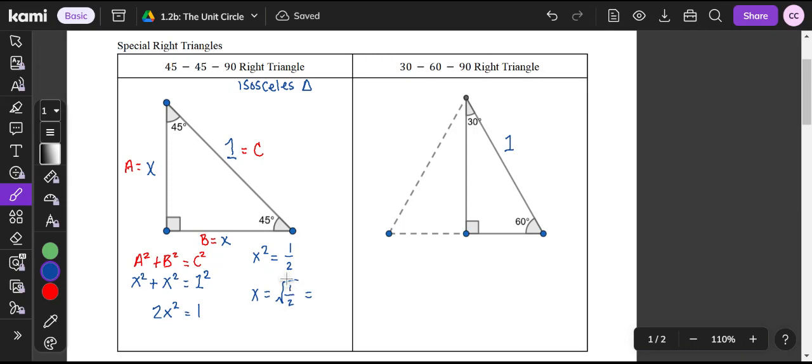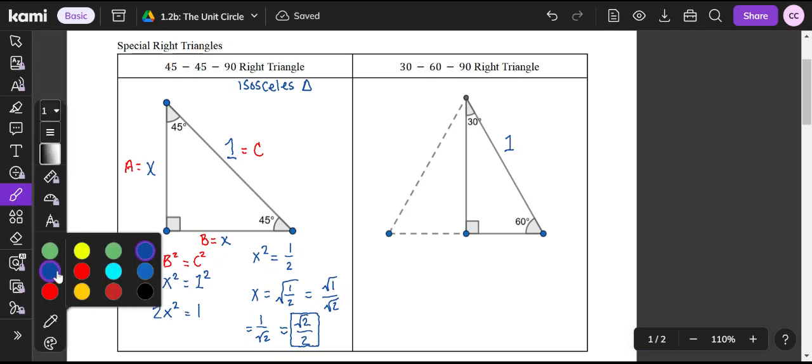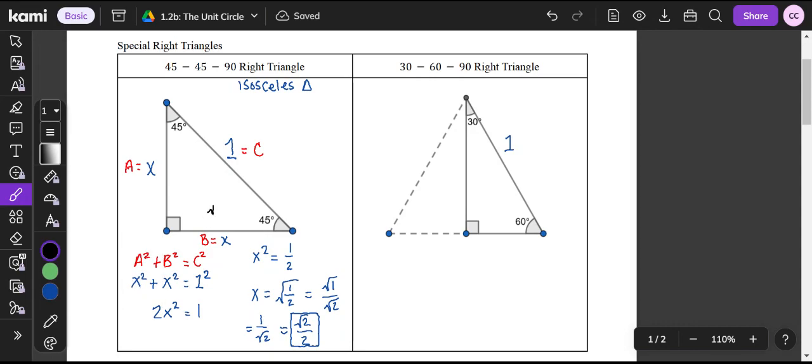When you take the square root of a fraction, it's the same as taking the square root of the top divided by the square root of the bottom. And we know the square root of 1 is 1. So this is 1 over the square root of 2. Another way to write this, and the way that we will write it in this class, is square root of 2 over 2. If you're not sure how I got there, make sure you ask me in class, but for now, just trust me. So now I know my two side lengths in this triangle both need to be the square root of 2 over 2.